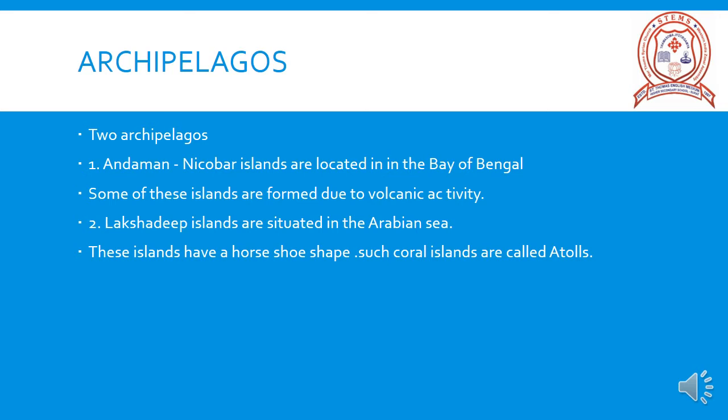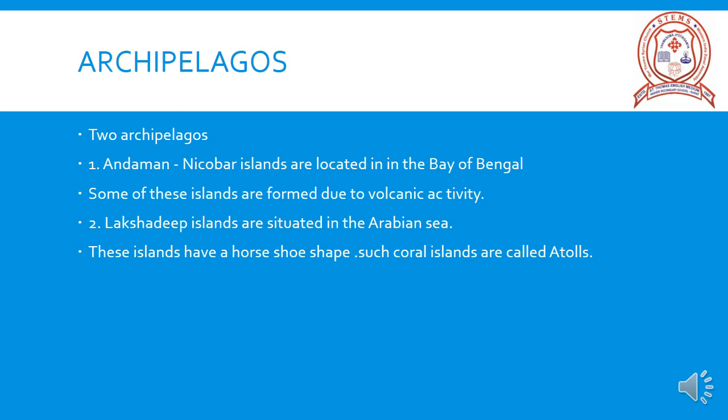Now we are going to learn about the archipelagos. There are few archipelagos in India. Andaman Nicobar Islands and Lakshadweep Islands. These are major archipelagos among them. The differences between these two archipelagos are: first one, Andaman Nicobar Islands. These islands are located in the Bay of Bengal. These islands are formed due to volcanic activity. These islands have a strategic importance.